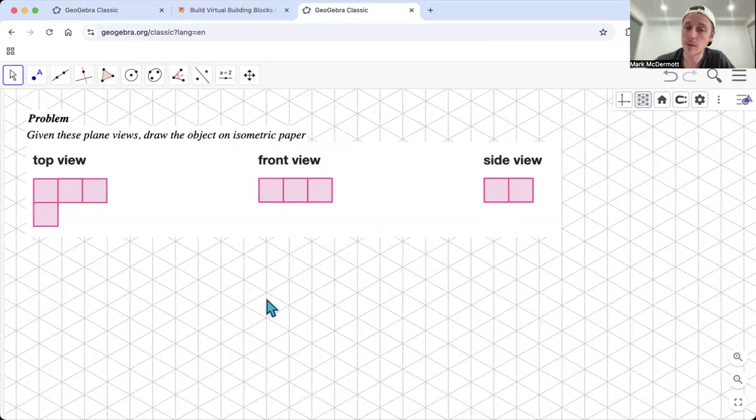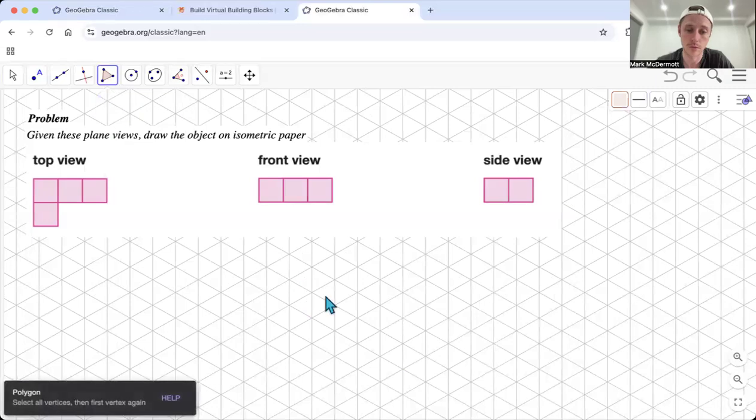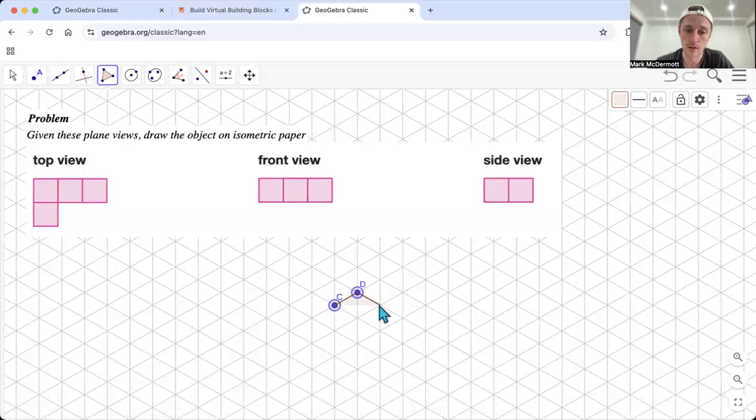You can find isometric paper, by the way, just by Googling isometric paper and printing out a sheet. Or you can also go to GeoGebra and you can make it here. So for example, you can make a start on it by doing this sort of stuff. Okay, so good luck. See you soon.